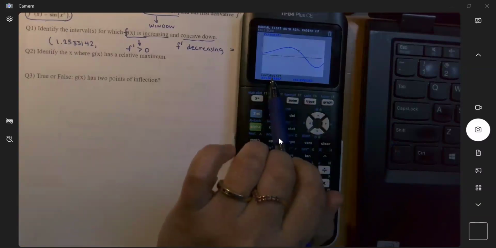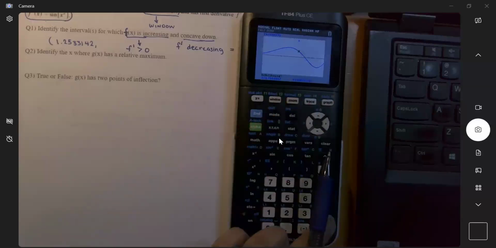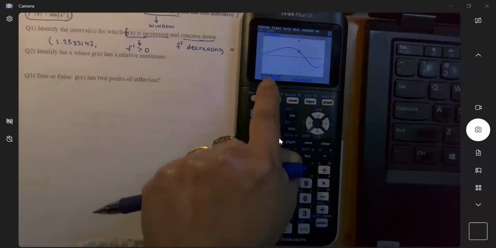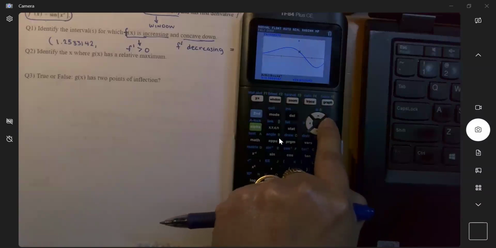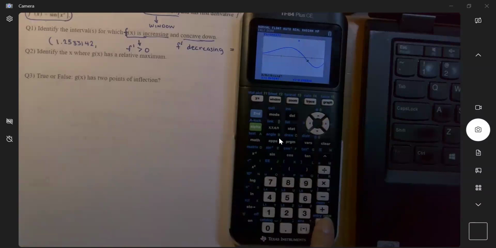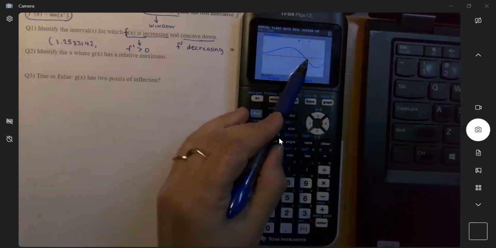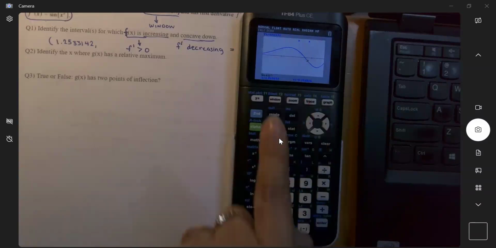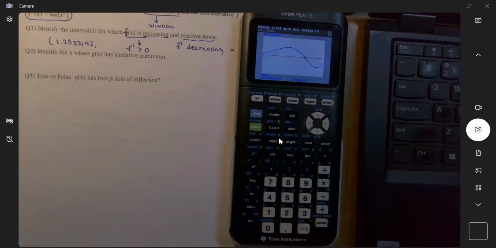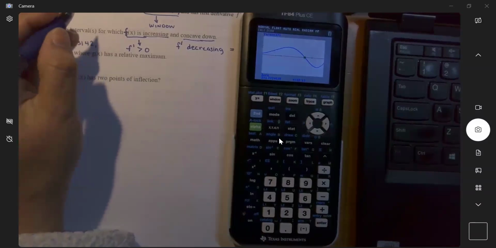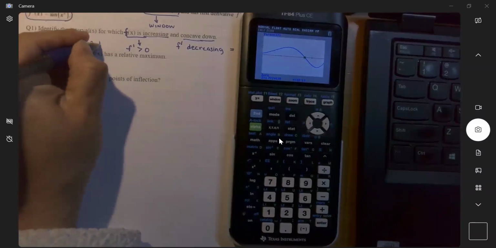It's asking for left bound, so I can use that as my left bound. Can I move closer? Yes. Next one is right bound, so move the cursor after the 0, and the calculator will calculate where the graph crosses the x-axis if you bound it like that. Press enter. The 0 is 1.77245.